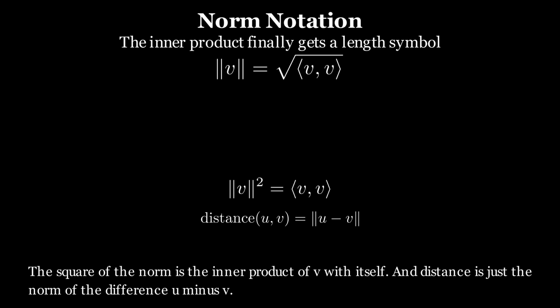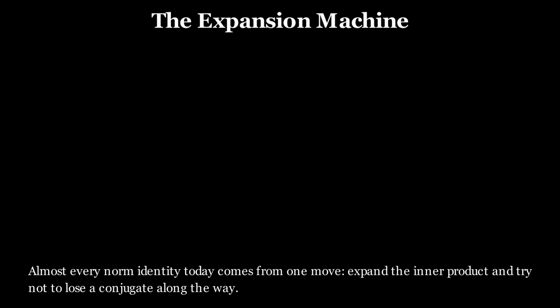The square of the norm is the inner product of V with itself. And distance is just the norm of the difference U minus V. Almost every norm identity today comes from one move. Expand the inner product and try not to lose a conjugate along the way.